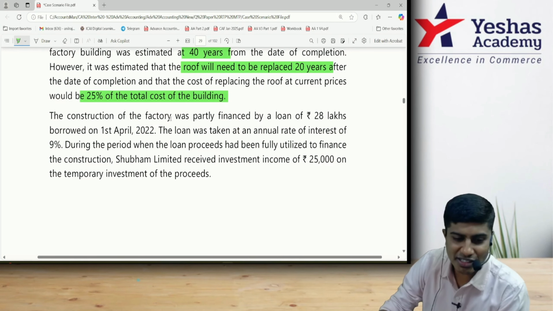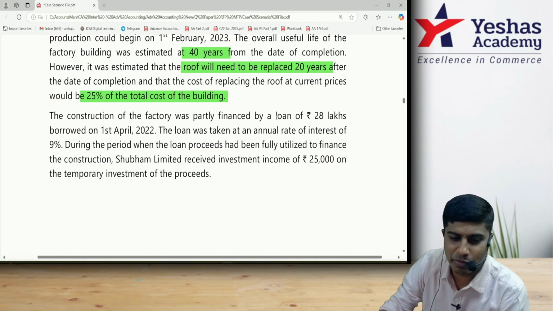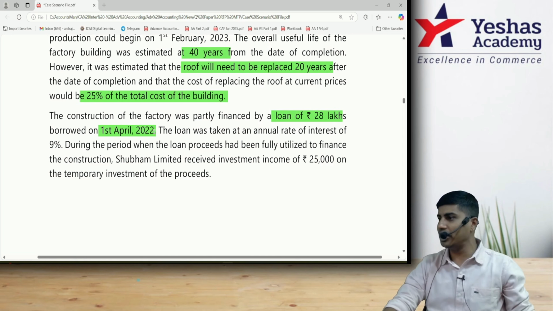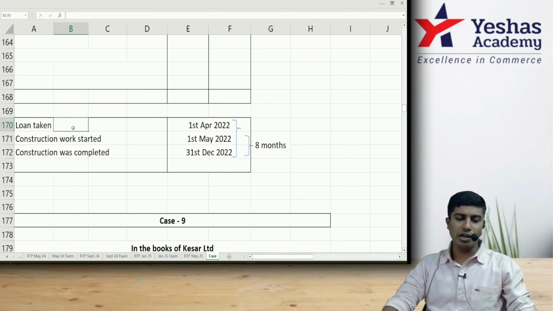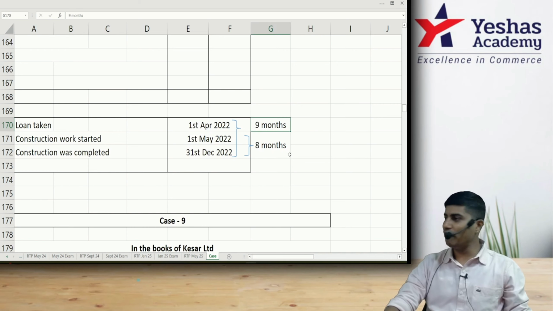See, the construction of the factory was partly financed by a loan of 28 lakhs borrowed on 1st of April 2022. So when did we take the loan? 1st of April. Loan taken, land purchased. 1st of April. When did the asset get completed? What is the period? How many months? 9 months. 9 months is the period of loan.